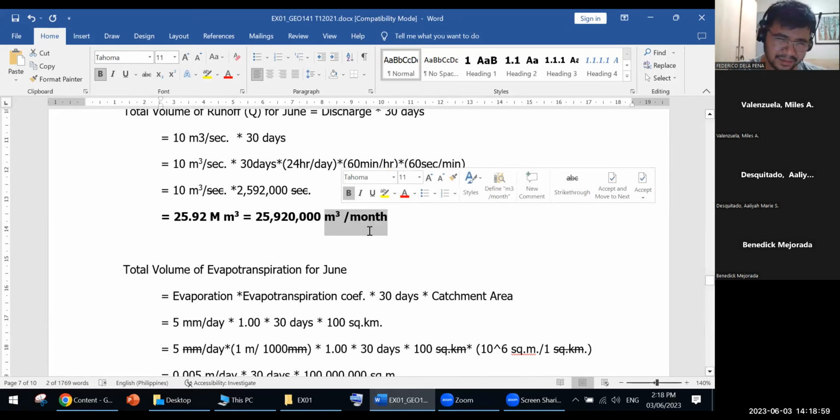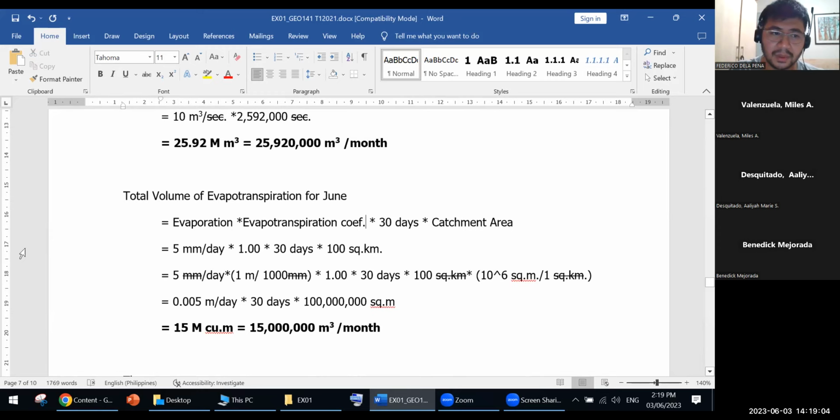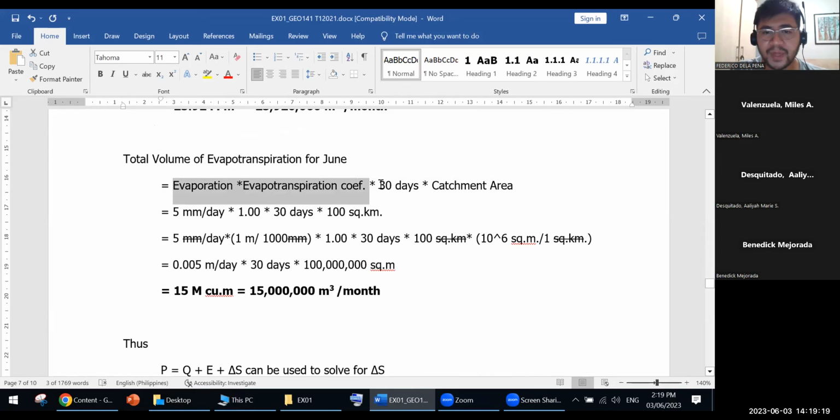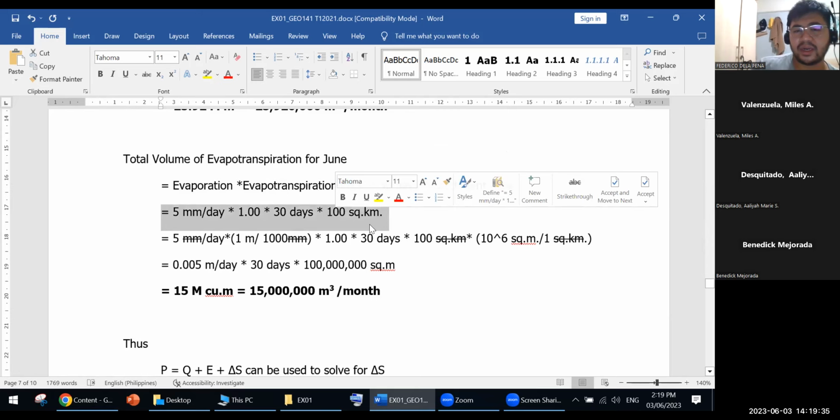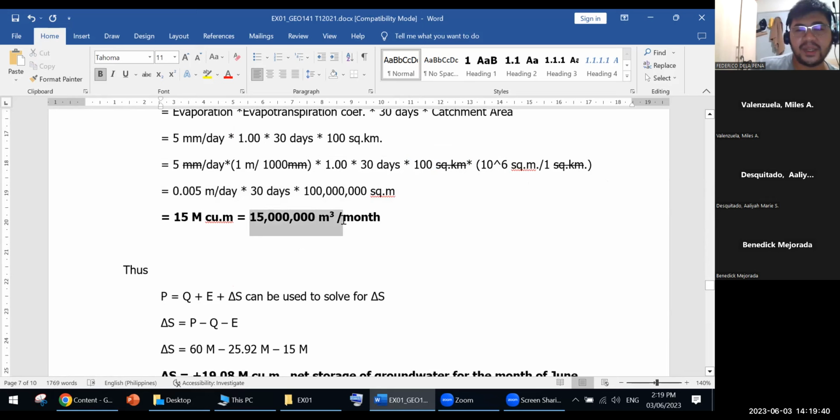Now, for the evapotranspiration for June, you just have to multiply your evaporation data by the evapotranspiration coefficient, multiply it by the number of days times the catchment area, and you will get 5 millimeters per day times coefficient of 1 times 30 days times 100 square kilometers, and you will end up with 15 million cubic meters of water per month. Okay?